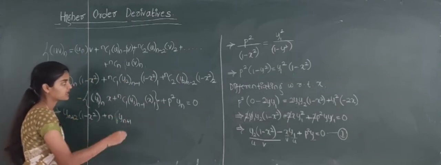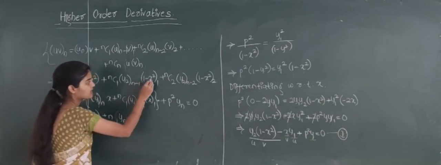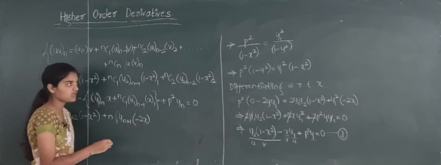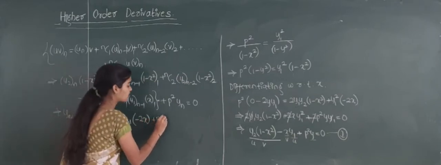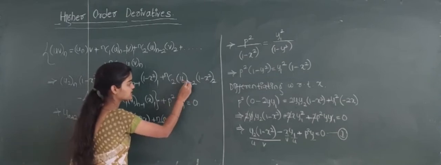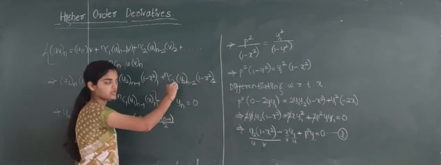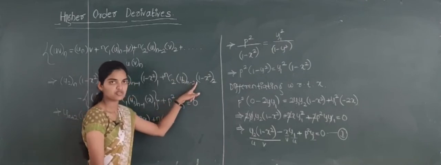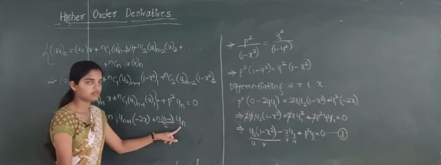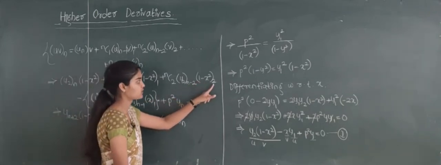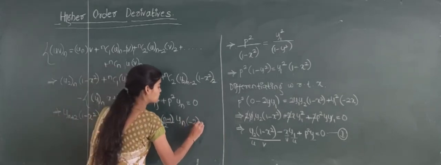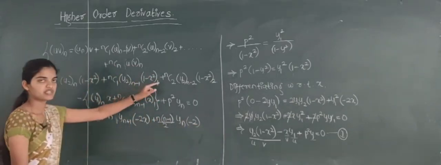(n+1) into 1 minus x square, whose first differentiation is minus 2x. Okay, then plus n into (n-1) divided by 2, into the (n-2)th derivative of y2, that means n minus 2 plus 2, so we will get the nth derivative. Then for 1 minus x square, its second differentiation is minus 2. Okay, this is the first term.